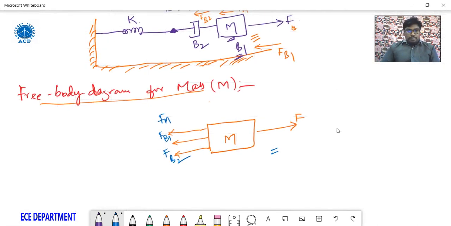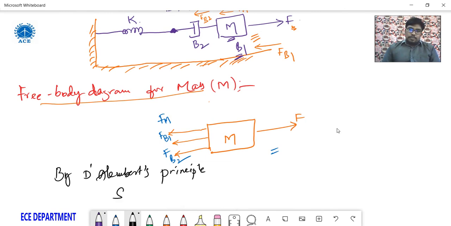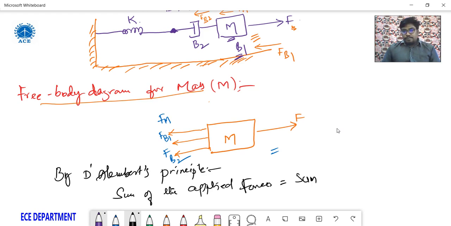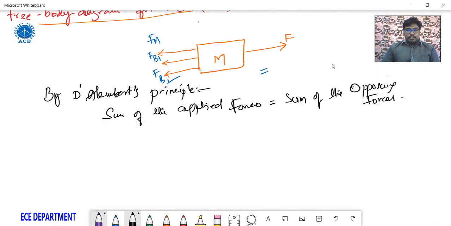Now by D'Alembert principle, what does the principle say? The principle says that the sum of the applied forces is equal to the sum of the opposing forces. So let us write the differential equations here. Externally applied force is F, and the opposing forces are FM plus FB1 plus FB2. Therefore the equation: F, the external applied force, is equal to M. In terms of velocity we need to write the equations here.